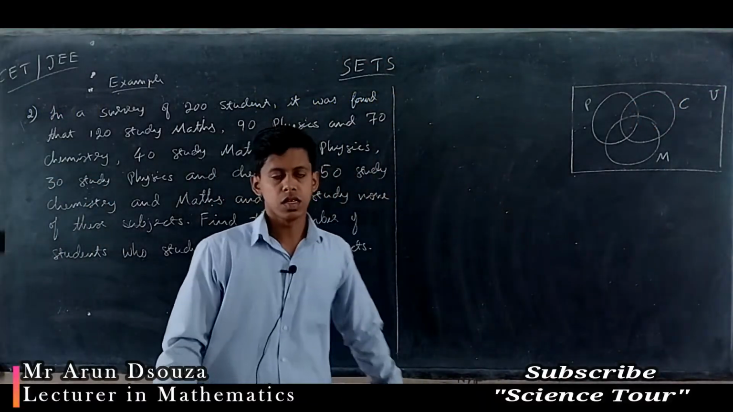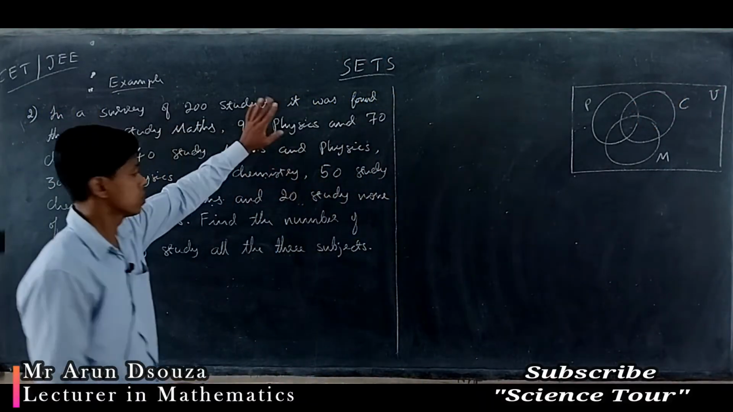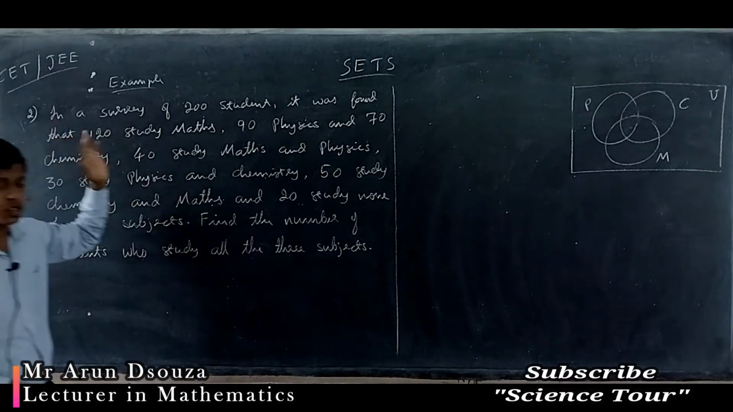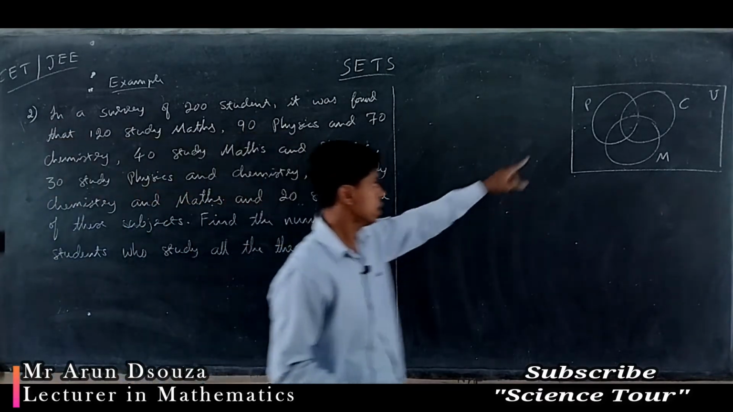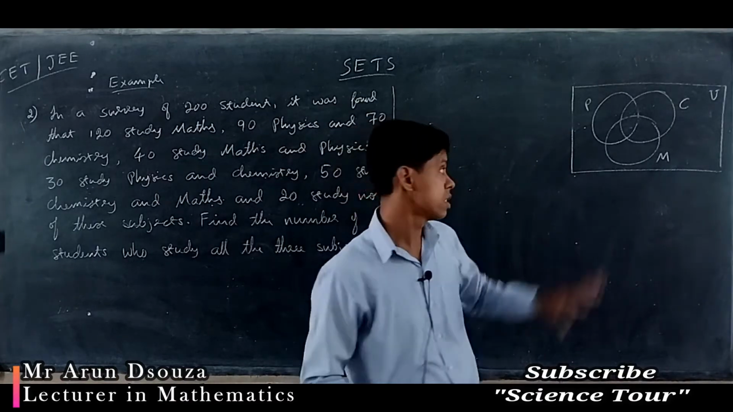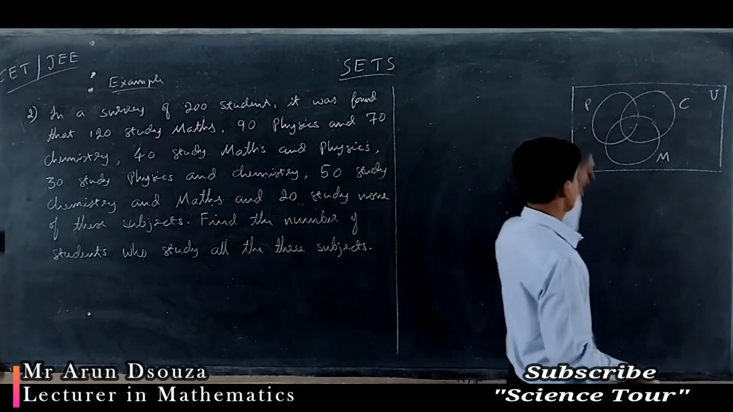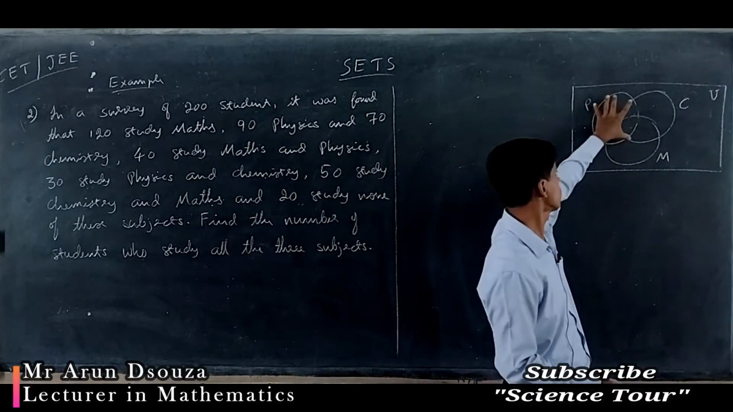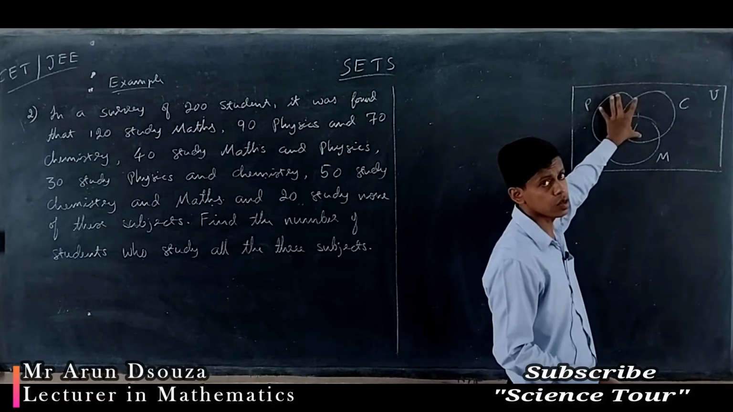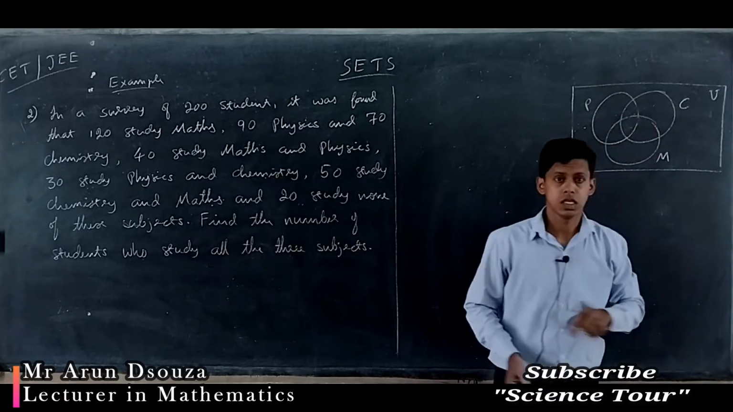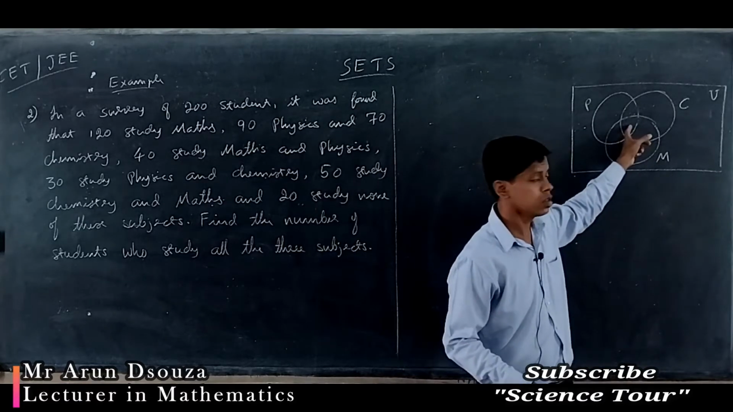Hello dear students, and welcome to CET JEE classes of sets. You have the example which is connected to three different sets: physics, chemistry and maths in this case. You have the rectangle, the universal set, and you have the circles corresponding to the students who study physics, chemistry and maths.